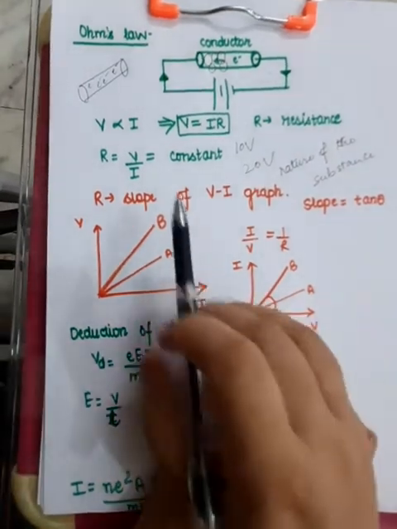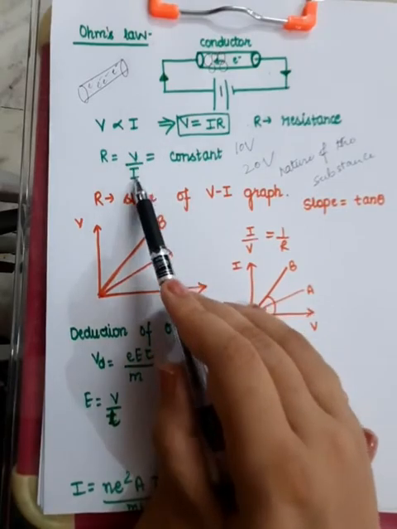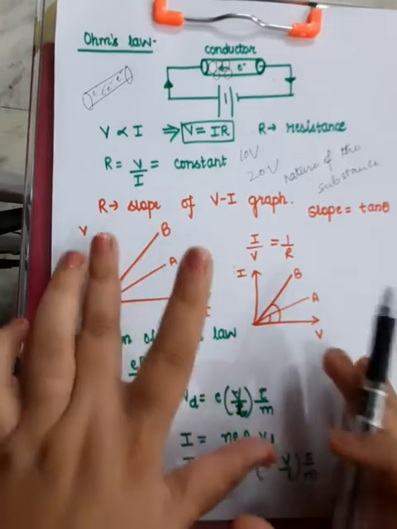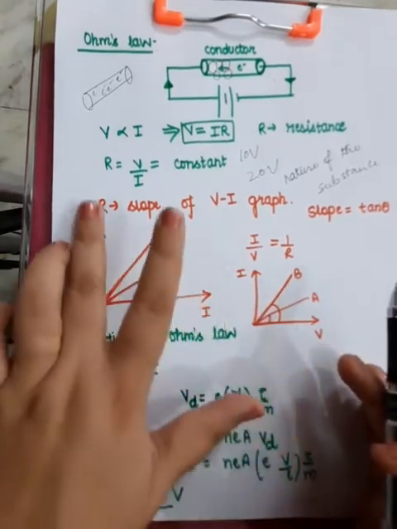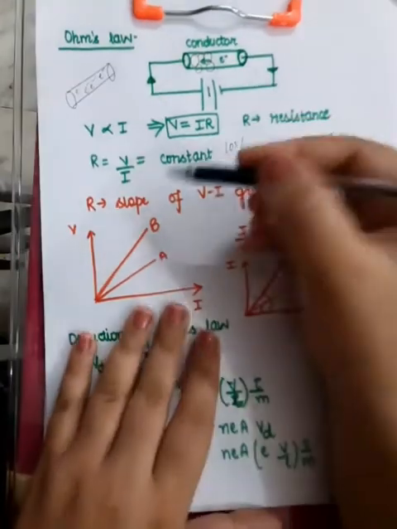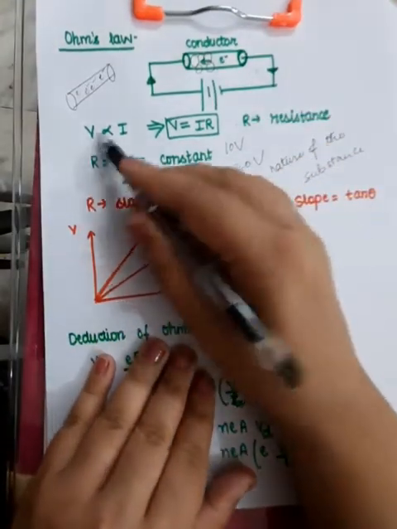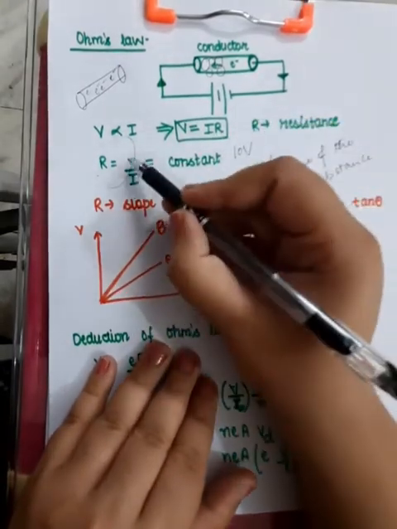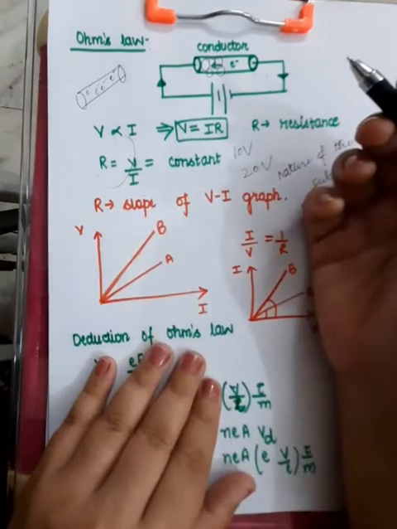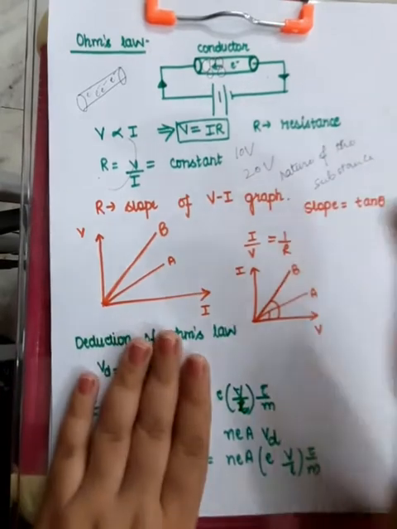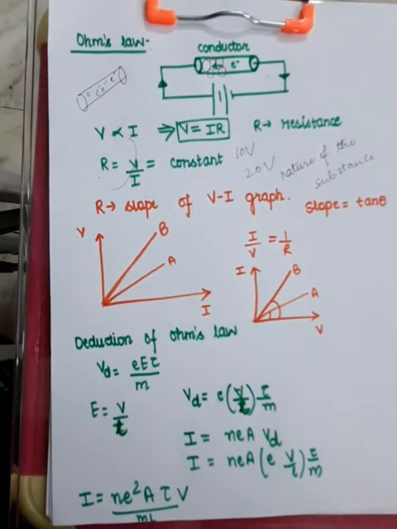But before that, I need to tell you that V upon I equals R, which means if I plot a graph between V and I, with V taken on the y-axis and I taken on the x-axis, the slope will give you resistance, because the mathematical form of slope is y coordinate upon x coordinate, isn't it? So in the V versus I graph you have here, its slope will give you resistance.